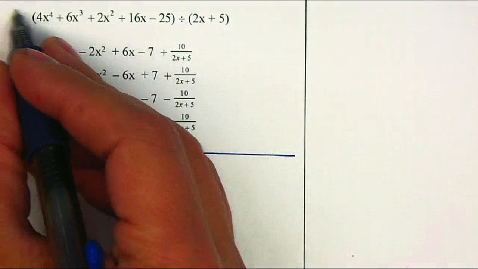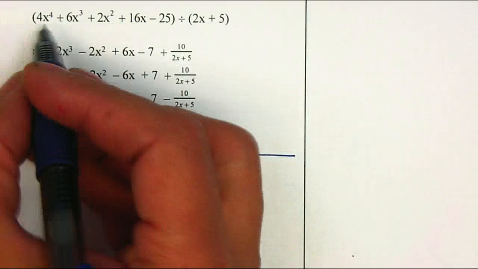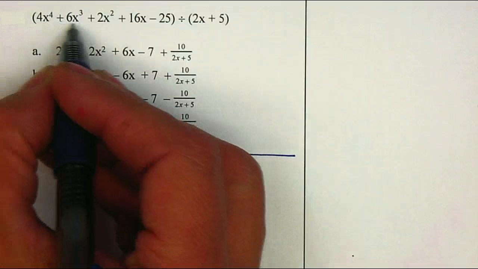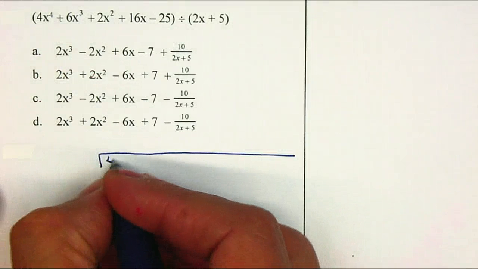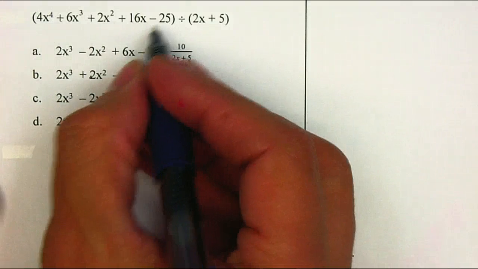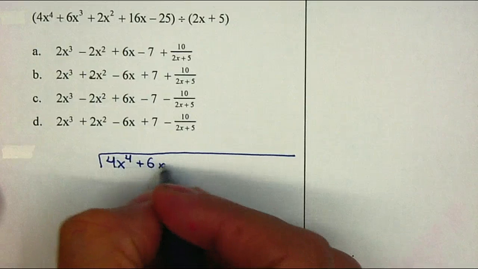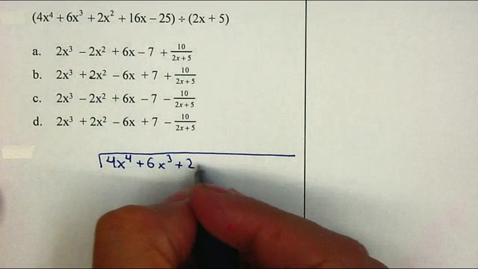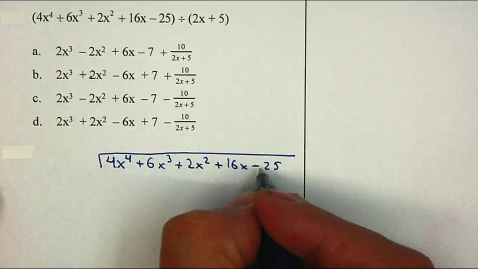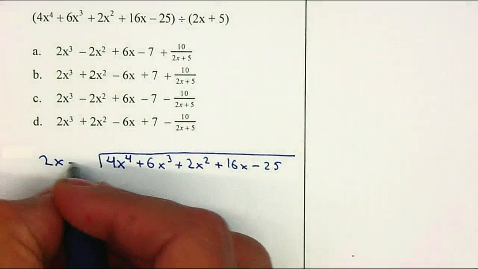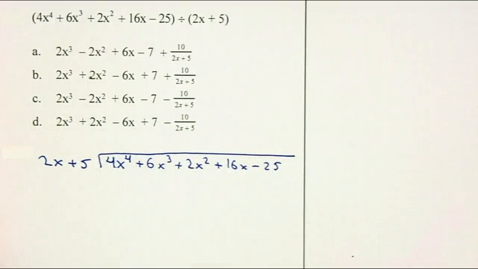We're going to place the first polynomial inside. And we want to make sure that we're not missing any exponents. We have x to the fourth, x to the 3rd, x to the second, x, and then the number. So let's see. We're not missing any exponents. We have all the exponents available. We're not missing any at all. We're going to write them down. Outside we have a 2x plus 5. And now we just go through the process.